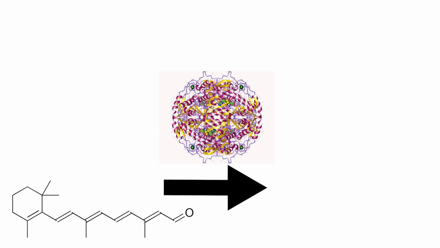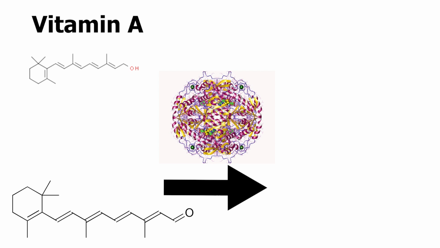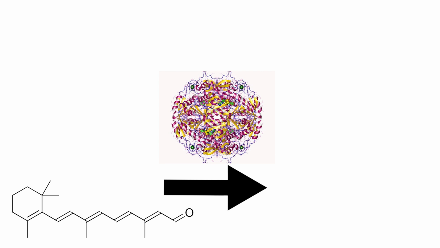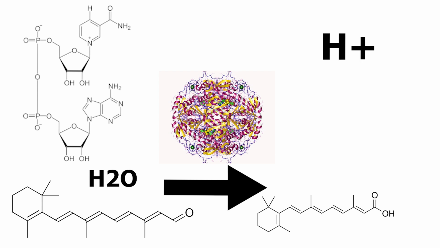Now, retinal is a derivative of retinol, which is actually vitamin A. So you can see how different vitamins actually end up interacting in the body. Retinal will be converted into retinoic acid. Retinal plus NAD plus H2O will be converted into retinoic acid plus NADH and an H+.